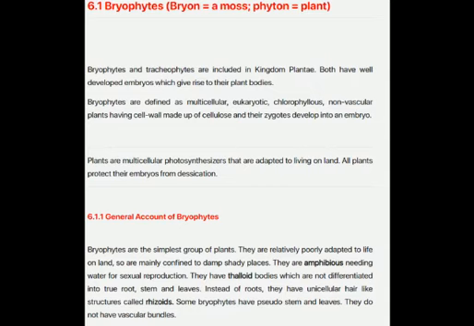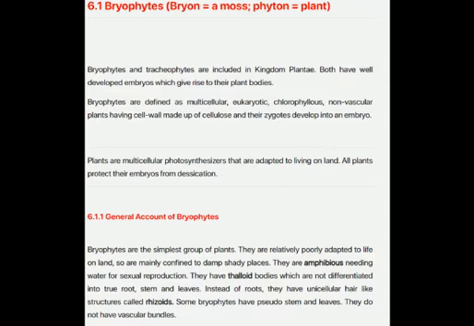Now I have to start from Bryophytes. Bryophytes is a word made up of these two words: bryon, meaning a moss, and phyton, meaning plant. So these bryophytes are multicellular, eukaryotic, chlorophyllous, and non-vascular plants having a cell wall made up of cellulose.